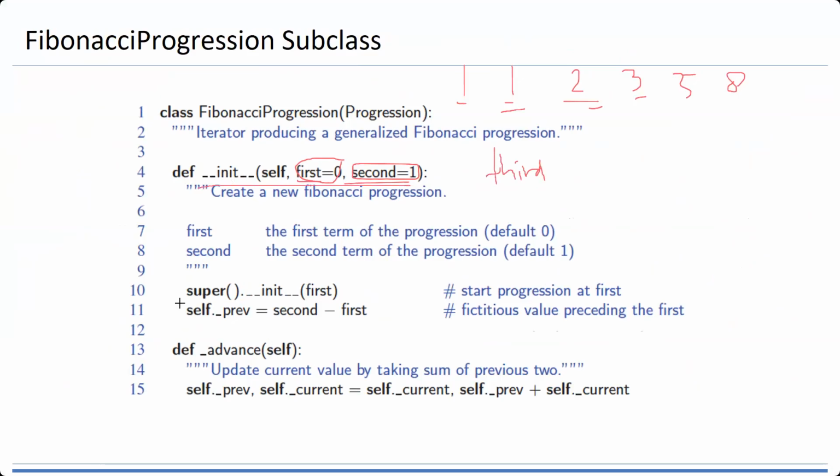We have the constructor. We call the superclass. The superclass is the progression. And the previous will be the second minus the first. So if we want to get the new value, the previous and the current will be here. The previous will be the current, and the current will be the previous plus current. So this is the Fibonacci progression based on the progression superclass.